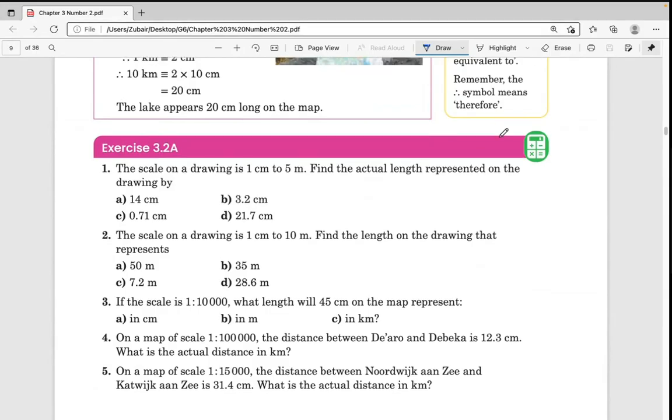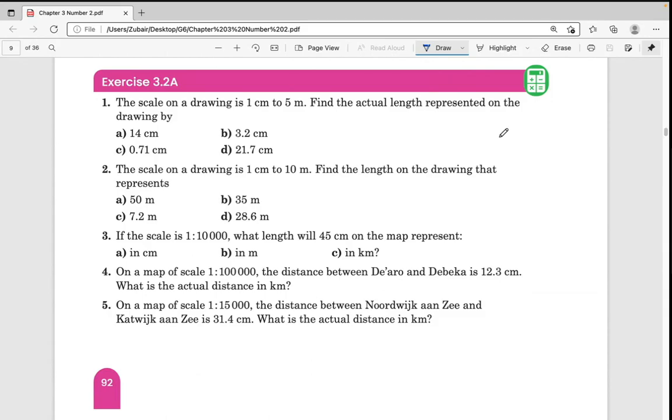3.2a. The scale on a drawing is 1 centimeter to 5 meter. Okay. Now this is something different from what we just did. Units must be same when we need to write the ratio. So 1 centimeter equals 5 meter. So I can convert meters into centimeters. That is 500 centimeter. Now we have same units.